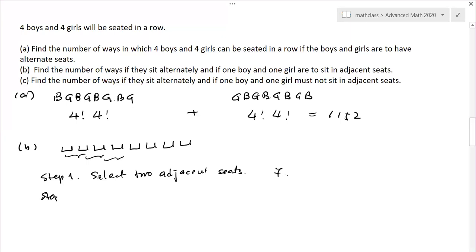Then step 2: you assign these adjacent seats to the 2 students. There are 2 seats there, so it's 2 factorial, which is of course just 2.